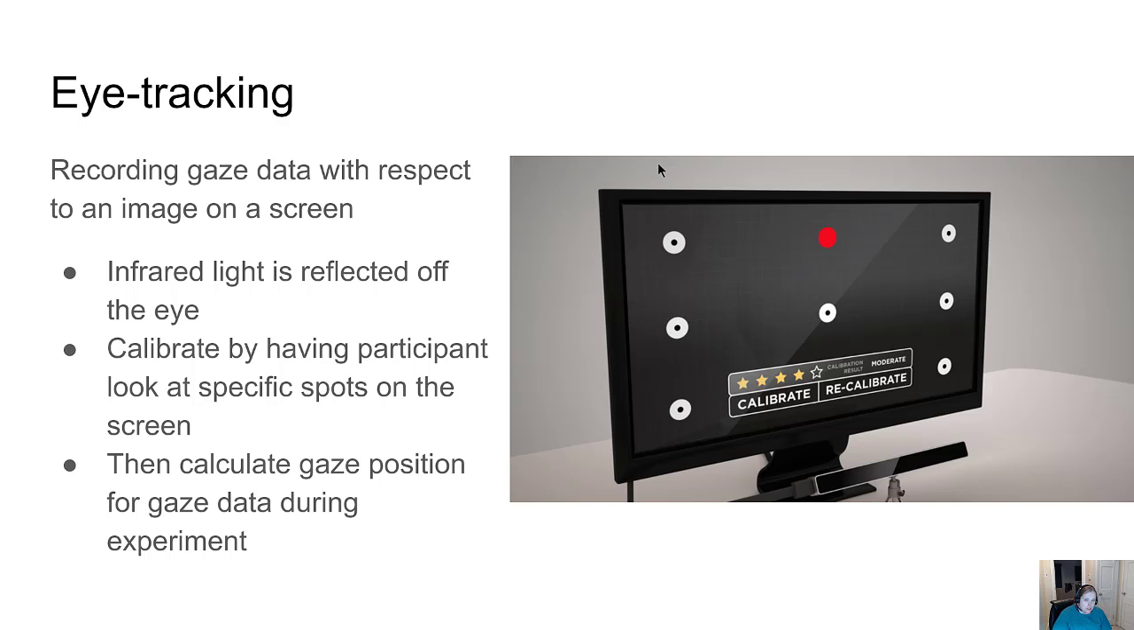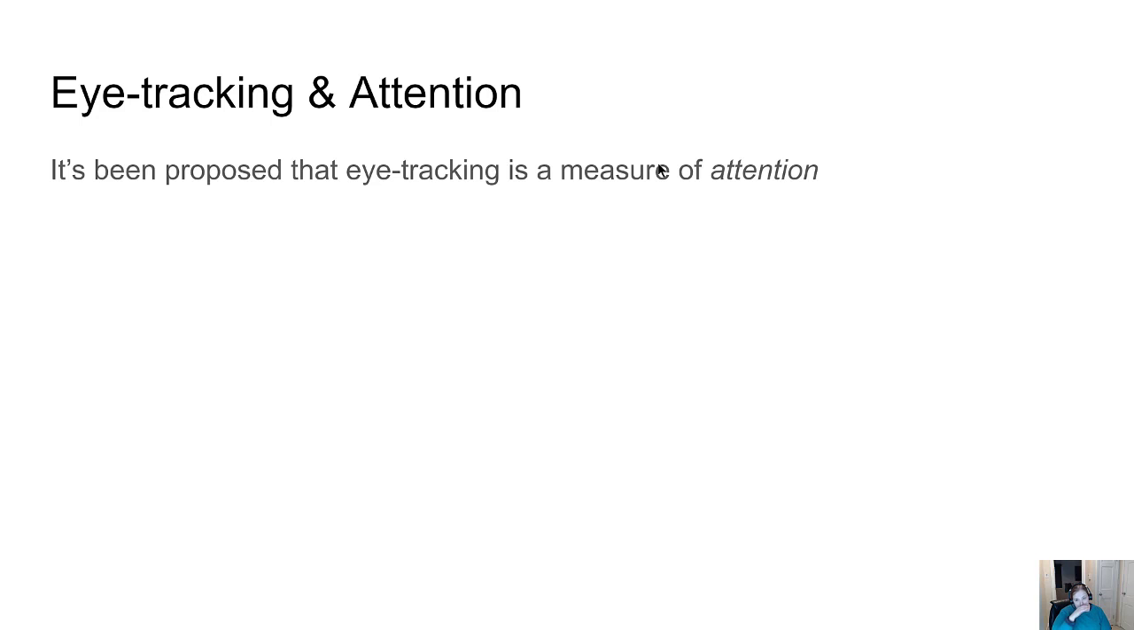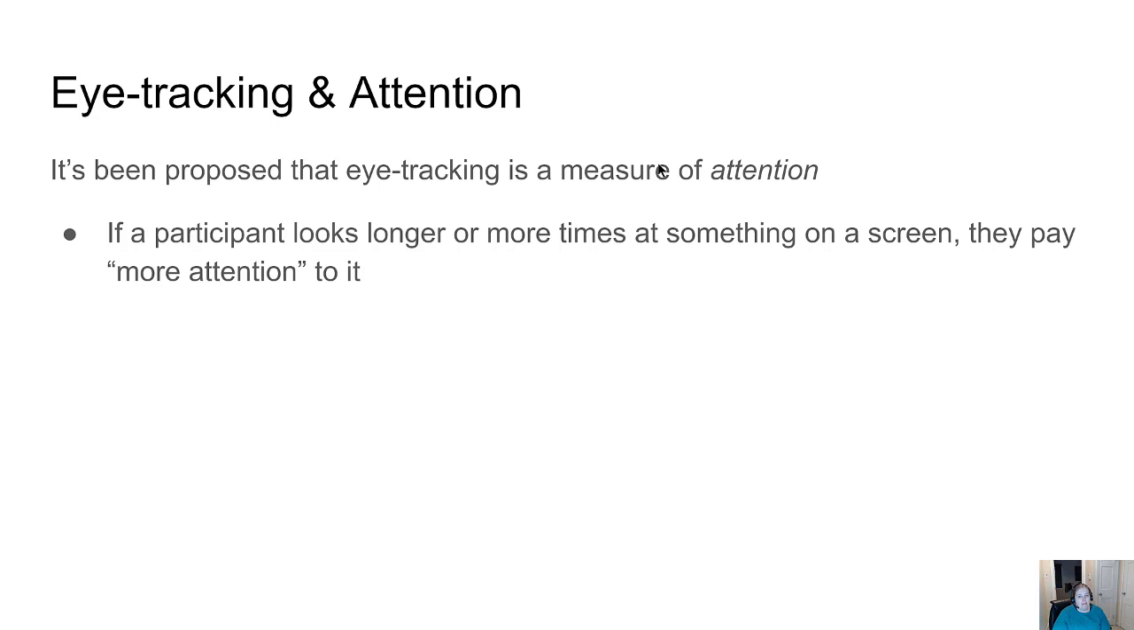And when I say gaze position, it's just what are you looking at? We call that gaze, right? What am I looking at? And there's a duration and there's a position, okay? Now, eye tracking is about attention. Typically, we talk about it in that way. It's been proposed that eye tracking is a measure of attention, such that if a participant looks longer at something or more times at something on a screen, we say they're paying more attention to it. And then we draw conclusions about why would you pay attention, or why does that matter?